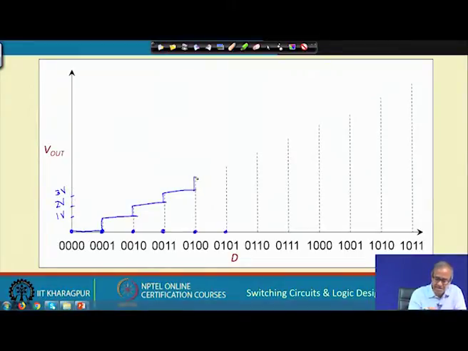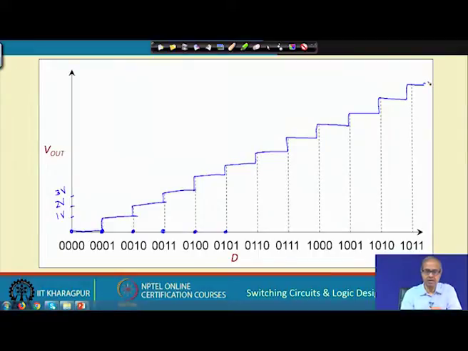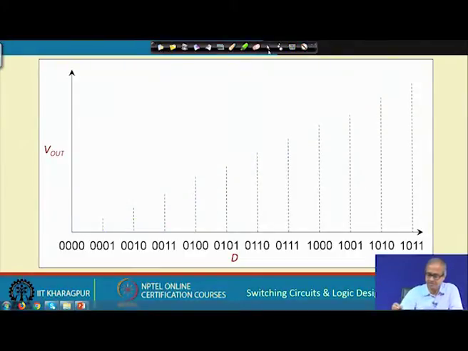So, it will be a staircase kind of a waveform I get, like this. This goes on. So, depending on the input value I am applying, as I increase the value of D, the output voltage jumps in steps. It does not increase continuously, okay, because input I cannot increase continuously, I can only increase by discrete amounts. So, the output also increases in steps. Okay. This is how the characteristics of a DA converter looks like.